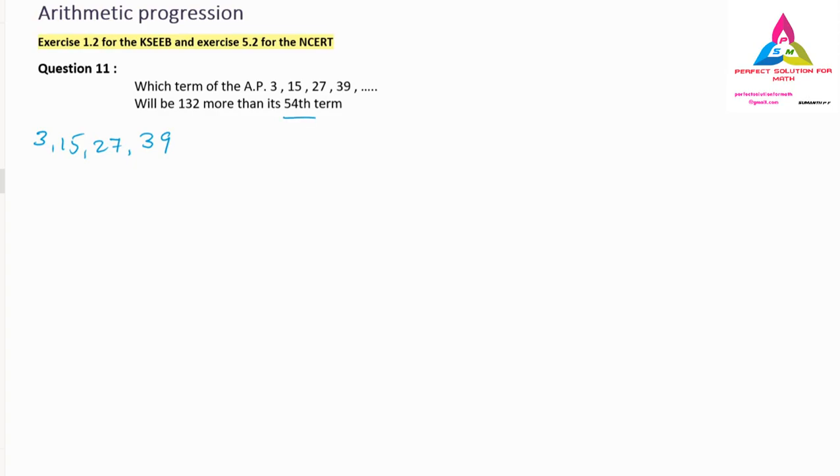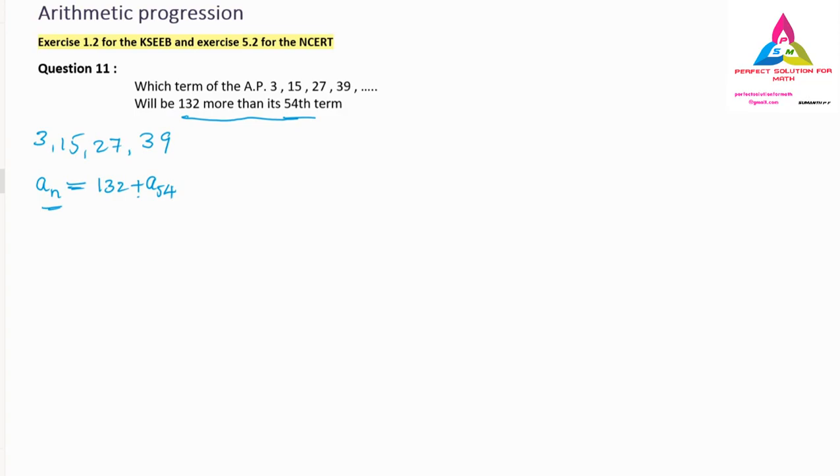No, they have not told you to find the 54th term, but they have told you to find the term that is 132 more than its 54th term. That is one term, that is an, which we don't know. The term they have told you to find is 132 more than A54. So they have told you to find an, but which n it is we don't know. So how to find this?